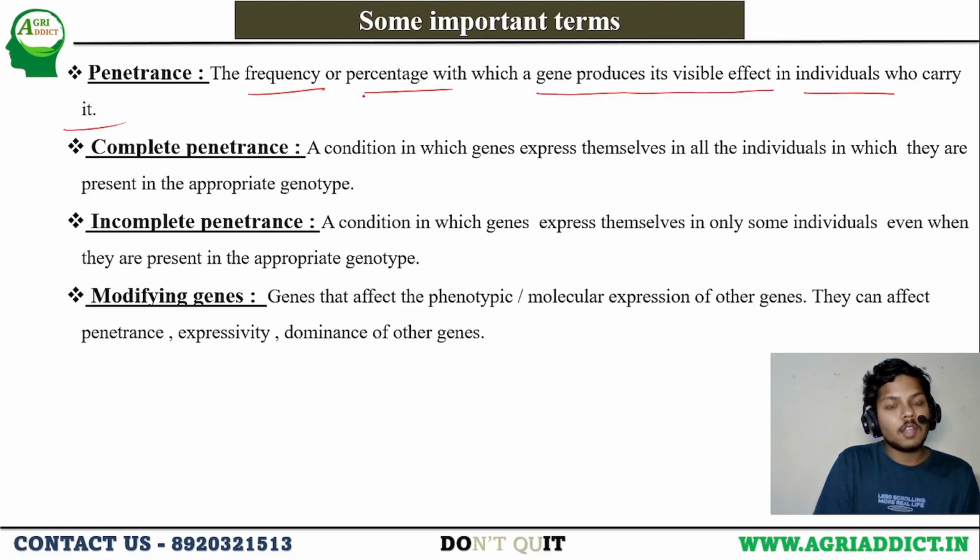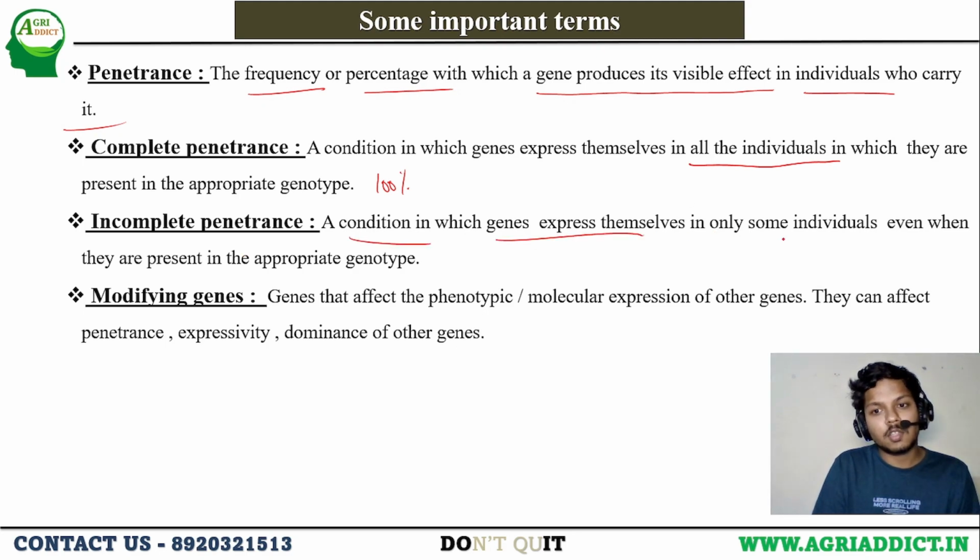Penetrance means the percentage in which the gene shows its effect. Complete means 100%: the gene will express itself in every individual. But incomplete means a condition where genes express themselves in only some individuals but not in others.